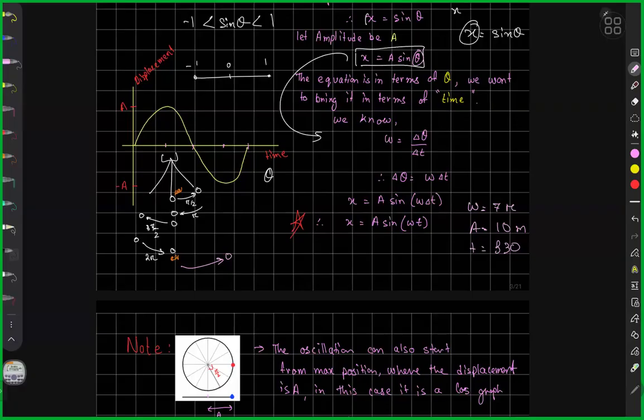Theta by del t. Which one? So this can be 2 pi by time period or del theta by del t. So it can't just be theta by t, theta being total radians covered and t being total time covered.